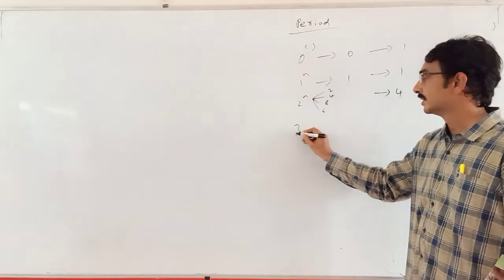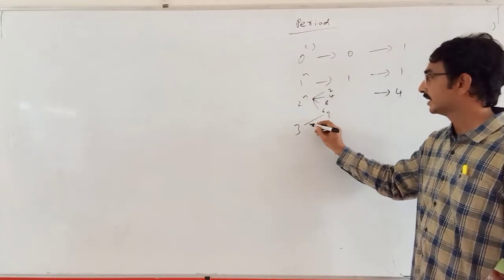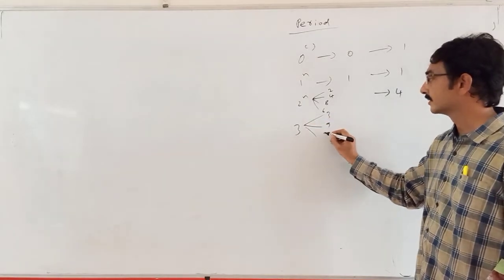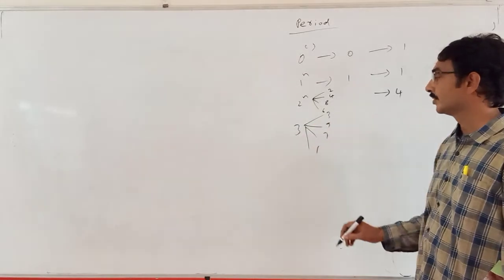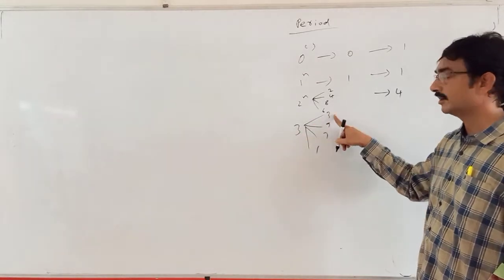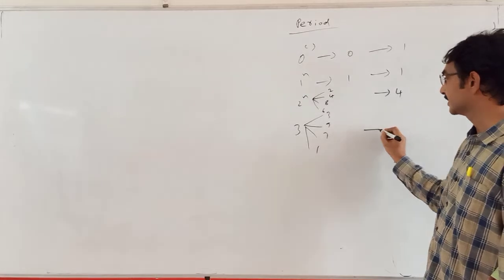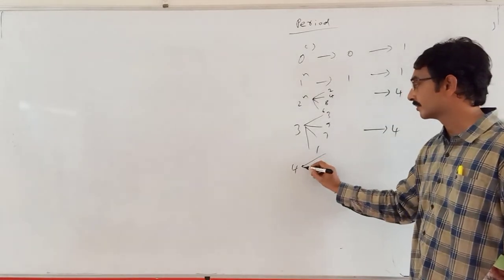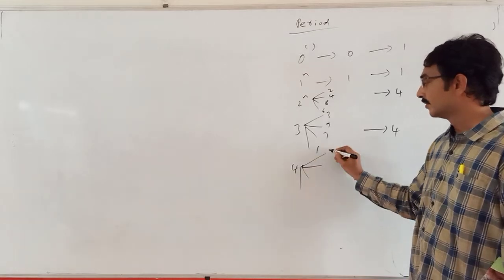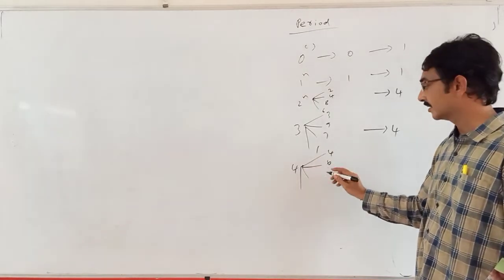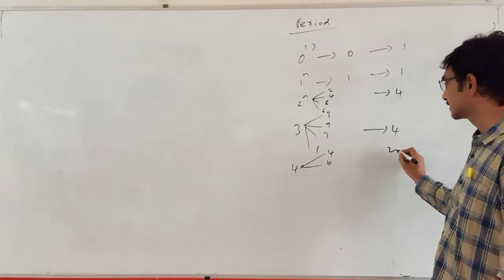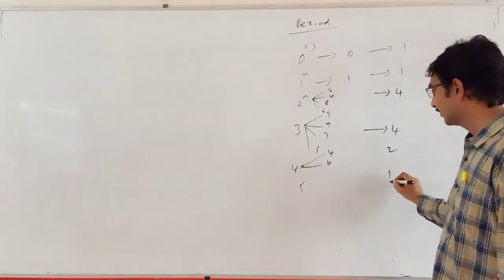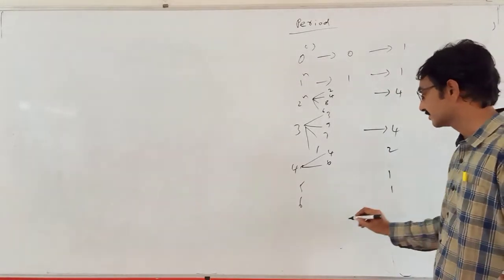Next. Similarly, 3 squared, 3 cubed, 3 power 4, 3 power 5 ends with 3. Therefore, the period of this one is also 4. Next, the period of 4: 4, 16, 4, so the period of 4 is 2. Clearly, the period of 5 is 1. The period of 6 is 1.